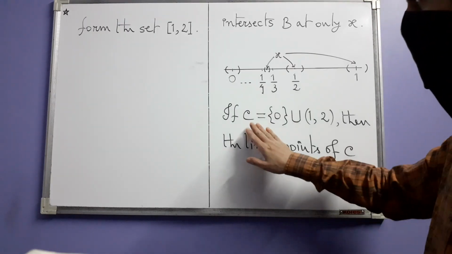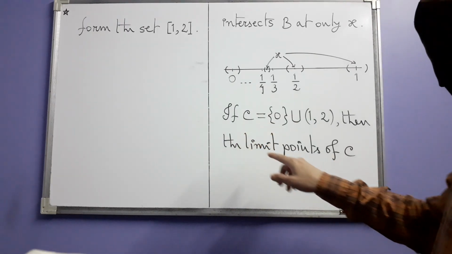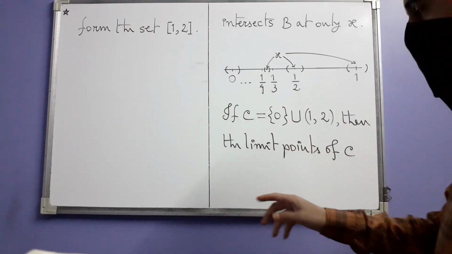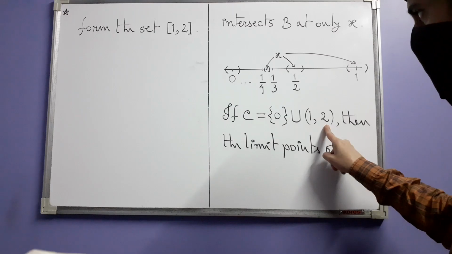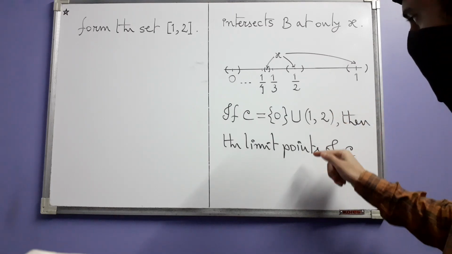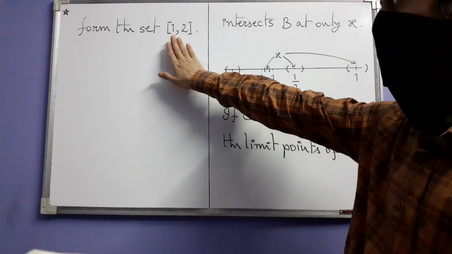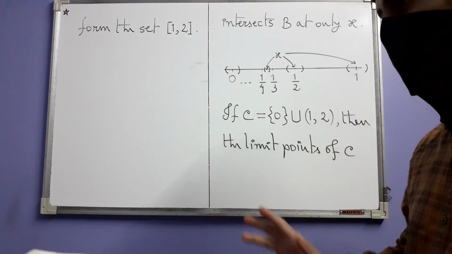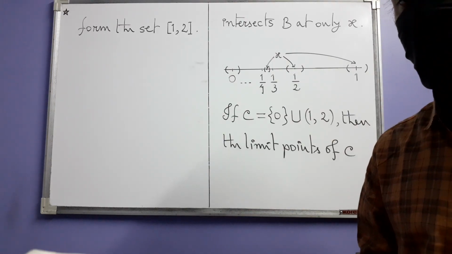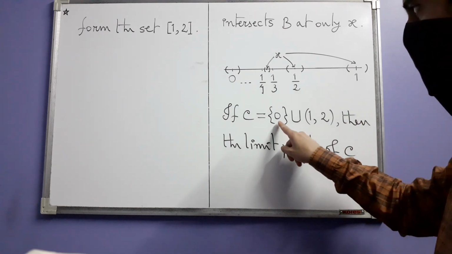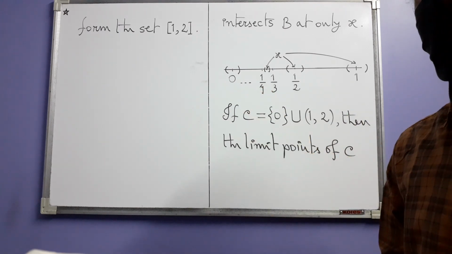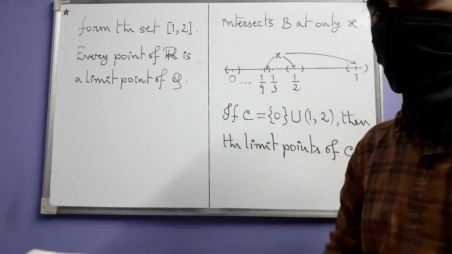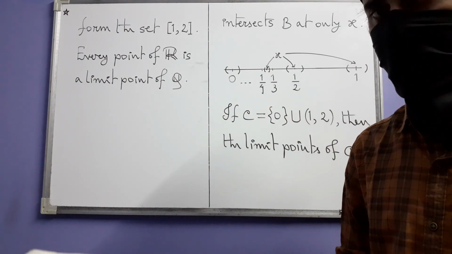Then you can consider this other set C, which is the union of the singleton set {0} consisting of 0 and the open interval (1, 2). The set of limit points of C is this closed interval [1, 2]. I leave it to you to verify how, why. Note one more thing, that 0 is not a limit point. Every point of R is a limit point of Q, the set of rational numbers.